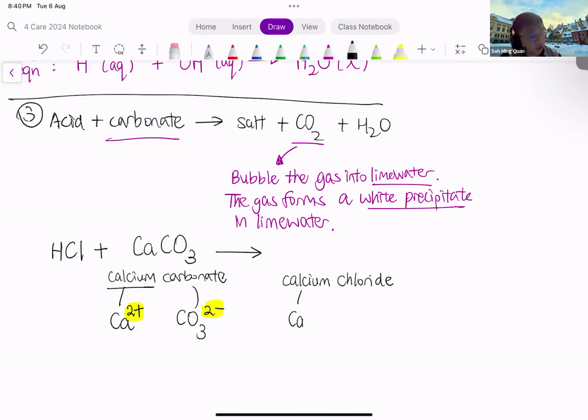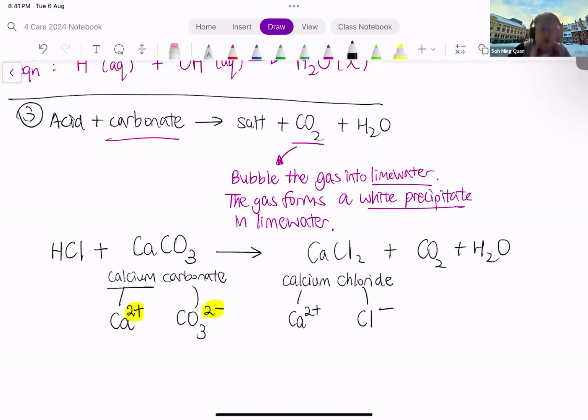Calcium is Ca2+, we already established that. Chloride comes from Cl. If you look at the periodic table, Cl is in group 17, so it forms Cl-, so it's CaCl2 plus CO2 plus H2O. Okay, so now once you have written out the formula correctly, then you can start to do the next step. So what's the next step?